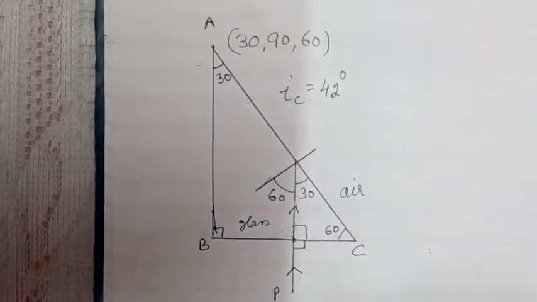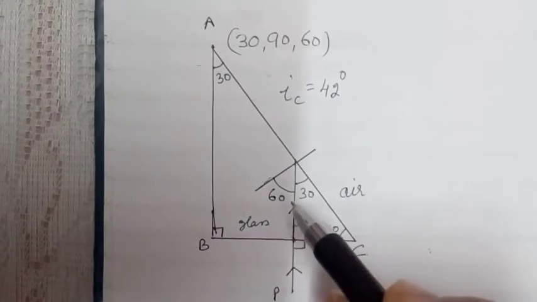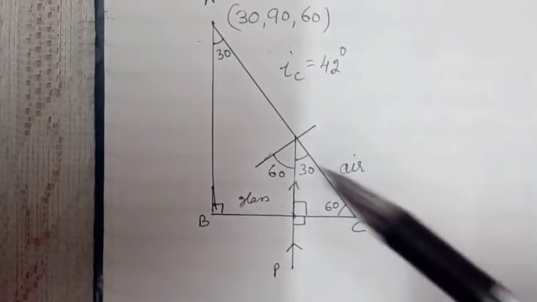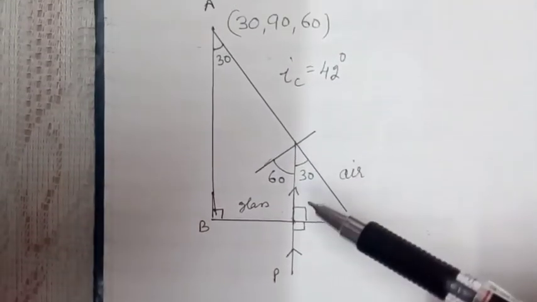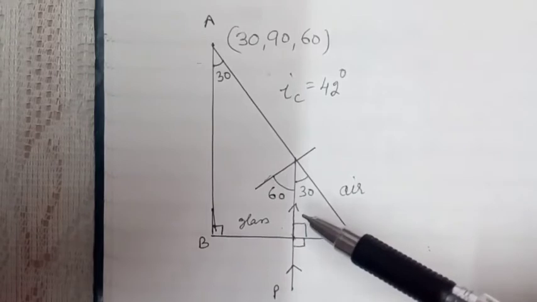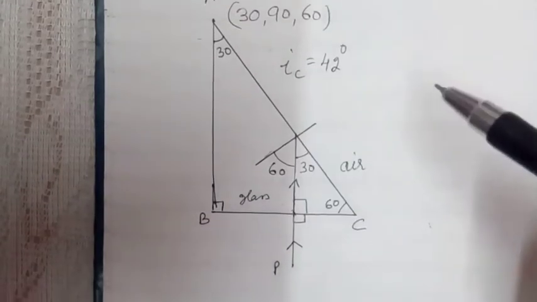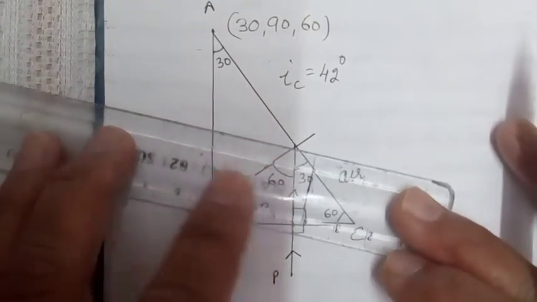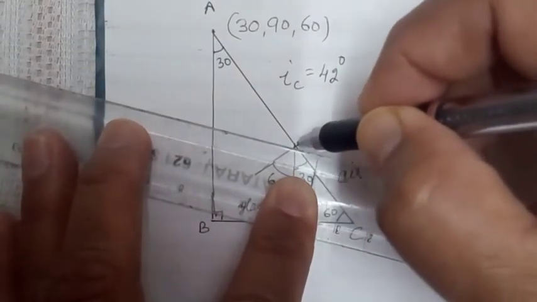So look at the angle of incidence now. Angle of incidence is 60 degrees, whereas the critical angle is 42. Angle of incidence here is more than the critical angle. Critical angle is 42 and angle of incidence is 60. So it is more than the critical angle. So the ray cannot go out. It cannot go into the air. Rather, it will get reflected inside, totally internally reflected.